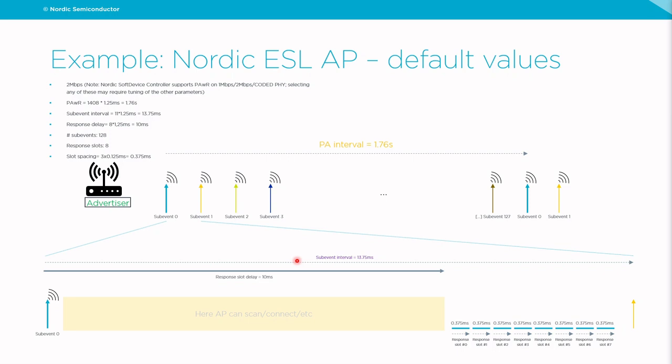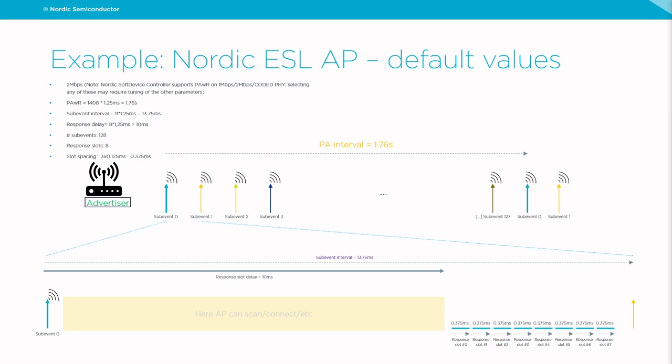The response slot interval in this case has been set to 0.375 milliseconds, which is okay for a 2 megabit per second physical layer, as it is quite fast and optimized. But if you change the data rate, or you increase the payload of your responses, in case you don't need to comply with Bluetooth ESL and want to deviate from that, you also need to increase such a response slot.